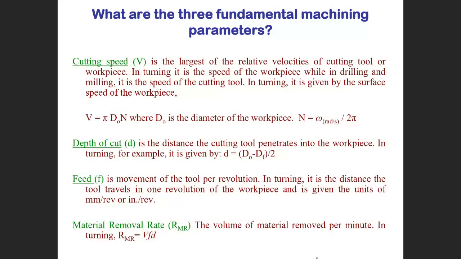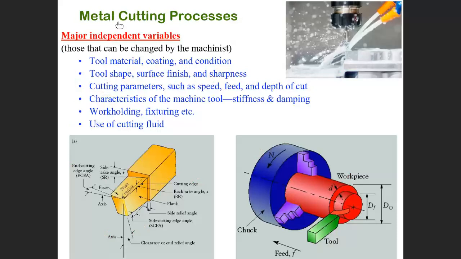This is a discussion description. In metal cutting, we have what we call independent variables and dependent variables. Independent variables are the variables the operator sets at the beginning of the cutting, like cutting speed, feed, and depth of cut.